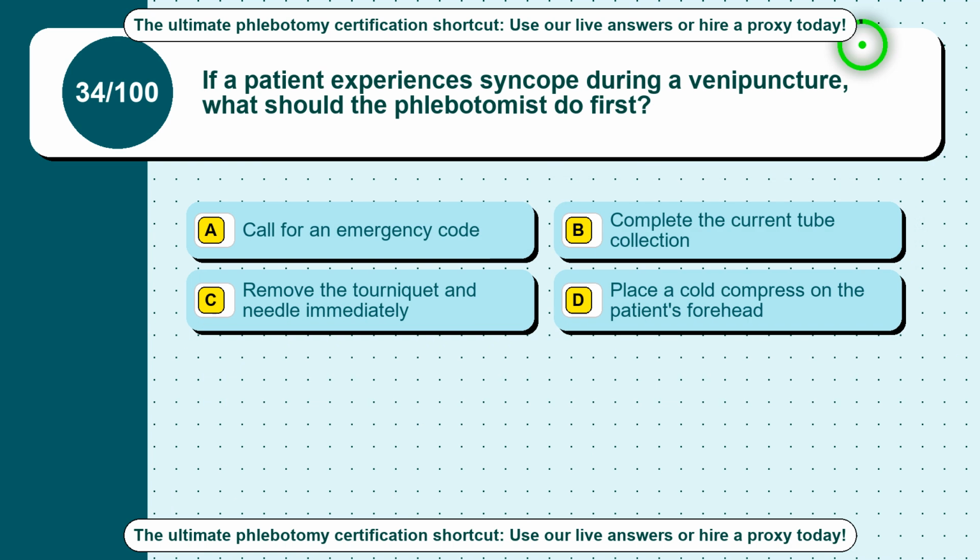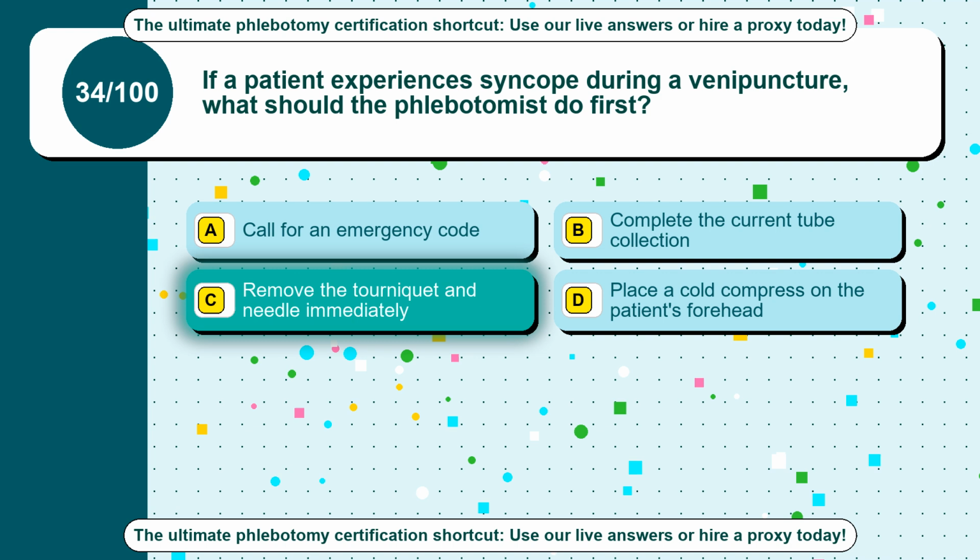Question 34. If a patient experiences syncope during a venipuncture, what should the phlebotomist do first? Option A. Call for an emergency code. Option B. Complete the current tube collection. Option C. Remove the tourniquet and needle immediately. Option D. Place a cold compress on the patient's forehead. The correct answer is option C. Remove the tourniquet and needle immediately.